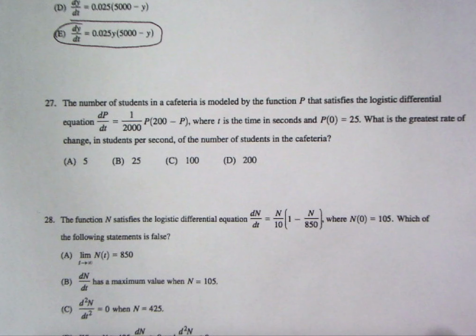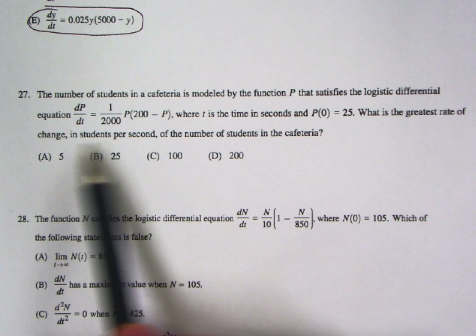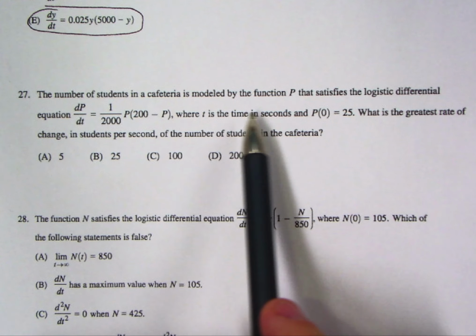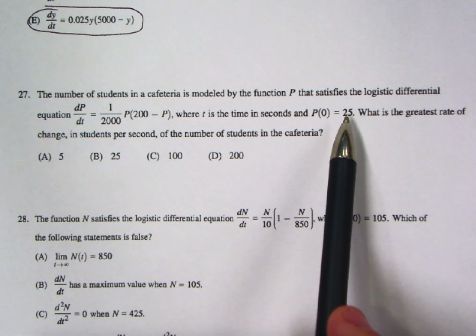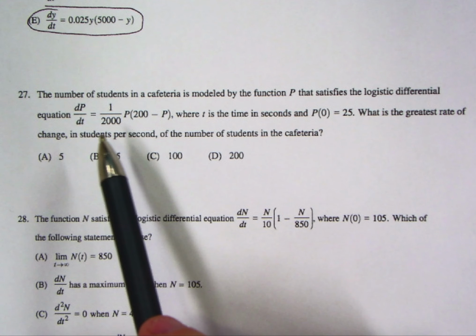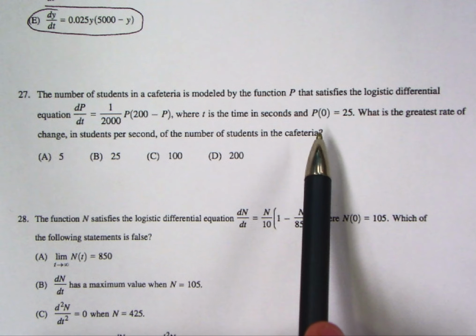27. The number of students in a cafeteria is modeled by the function P that satisfies the logistic differential equation, and then they give it to you right here. So 1 over 2,000 would be our K value, where T is time in seconds and P of 0 is 25. So that means the initial amount of students is 25. What's the greatest rate of change in students per second of the number of students in the cafeteria?